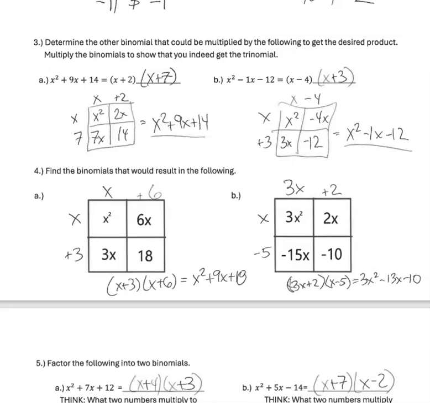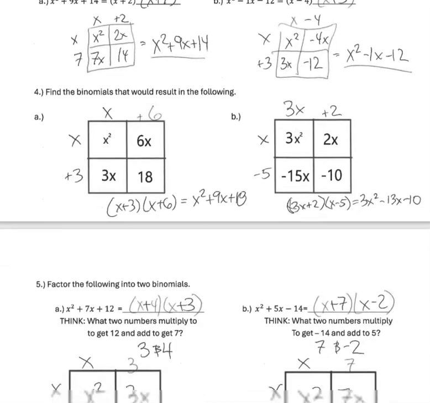And the next one, it was going to be negative 4 times something gets me my negative 12. So I figured it was probably going to be a 3. So I tried the x plus 3. And when I multiply those things together, I indeed got the x squared minus 1x minus 12.